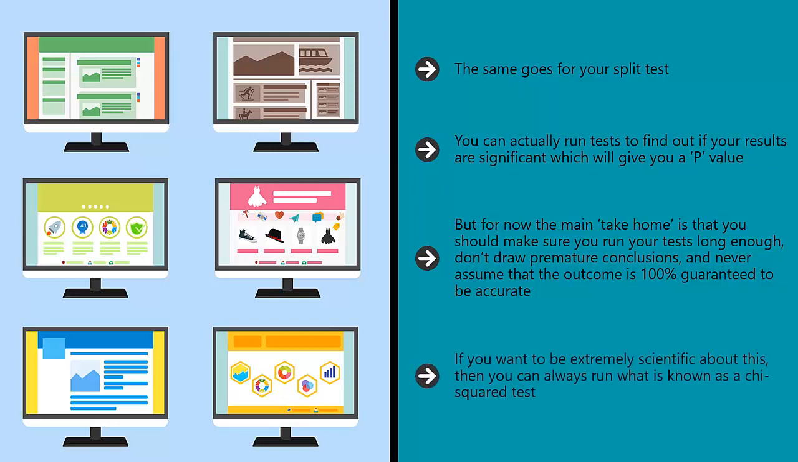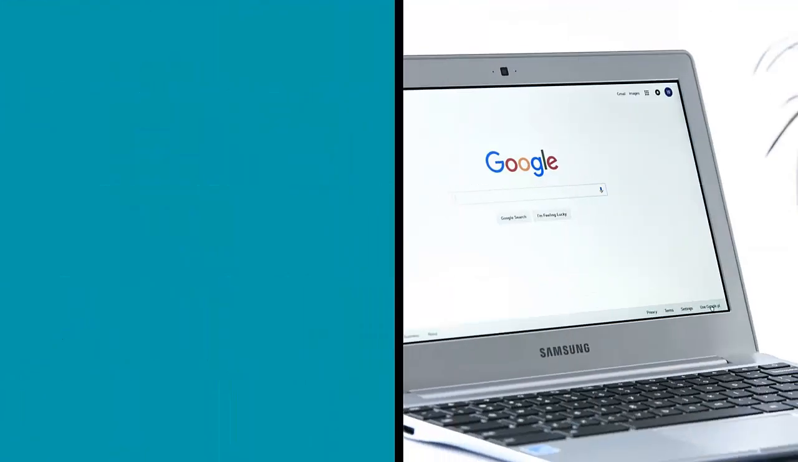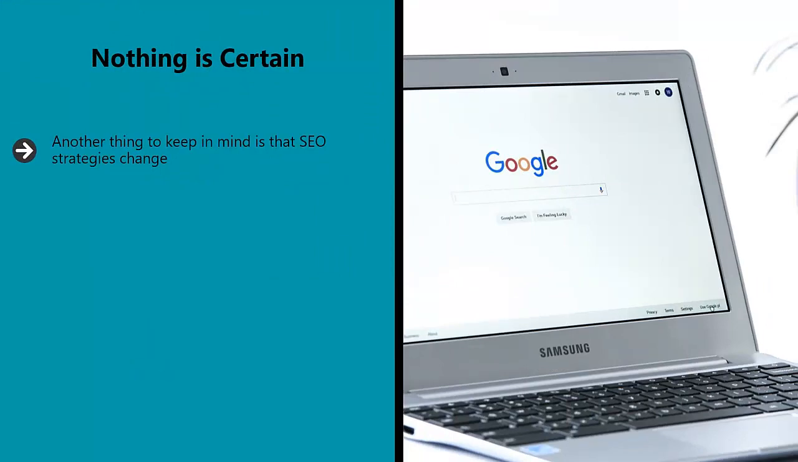If you want to be extremely scientific about this, then you can always run what is known as a chi-squared test. This is a test of significance, which is a calculation that takes numbers, crunches them, and provides a p-value. You can use the number of impressions on each page in order to do this, or the page ranking over a given amount of time. Nothing is certain.